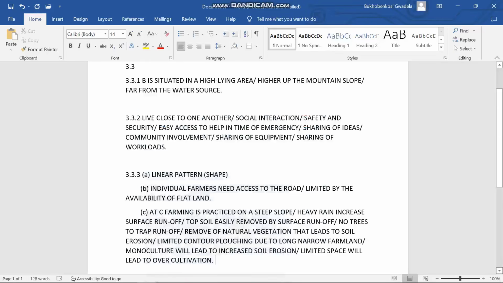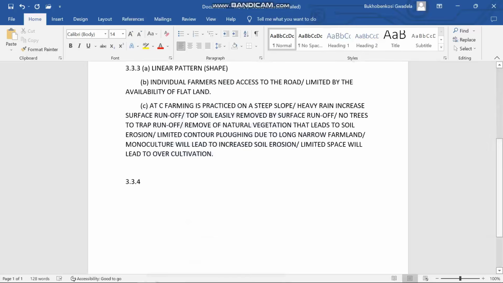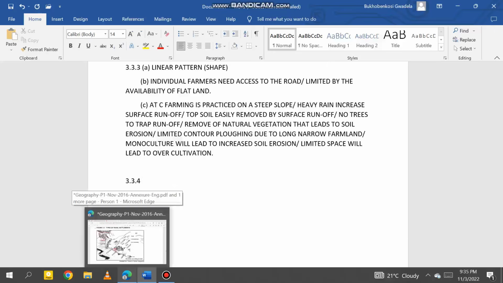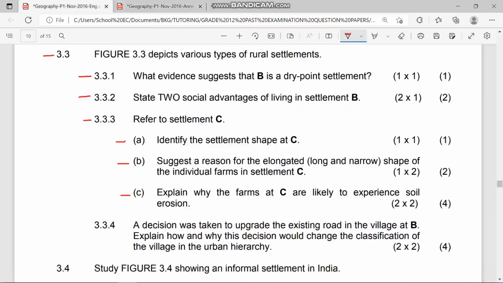Okay, let's move to 3.4. So 3.4 says, sort of 4 marks: A decision was taken to upgrade the existing road in the village at B. So upgrading the road that is passing through the village at B. Explain how and why this decision would change the classification of the village in the urban hierarchy.